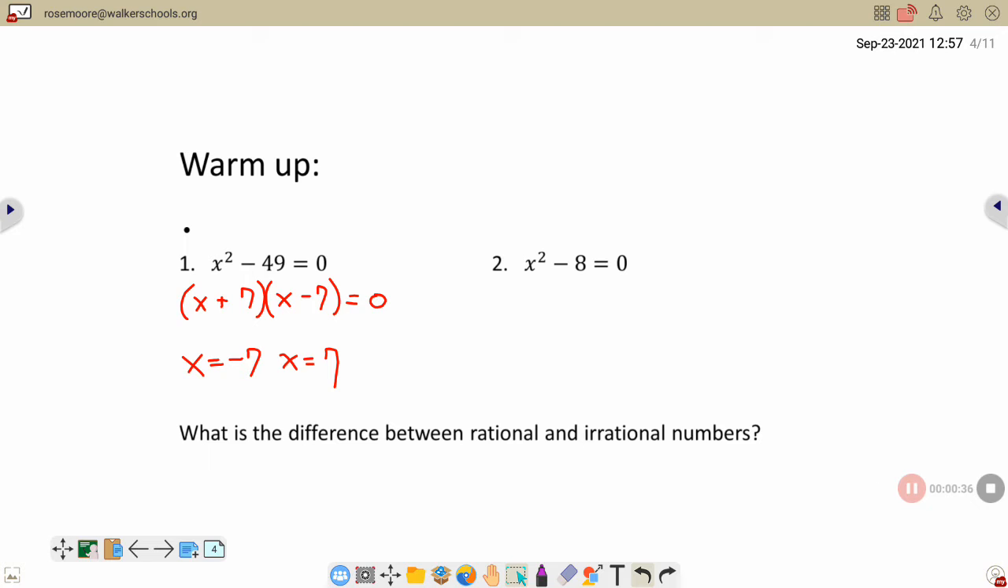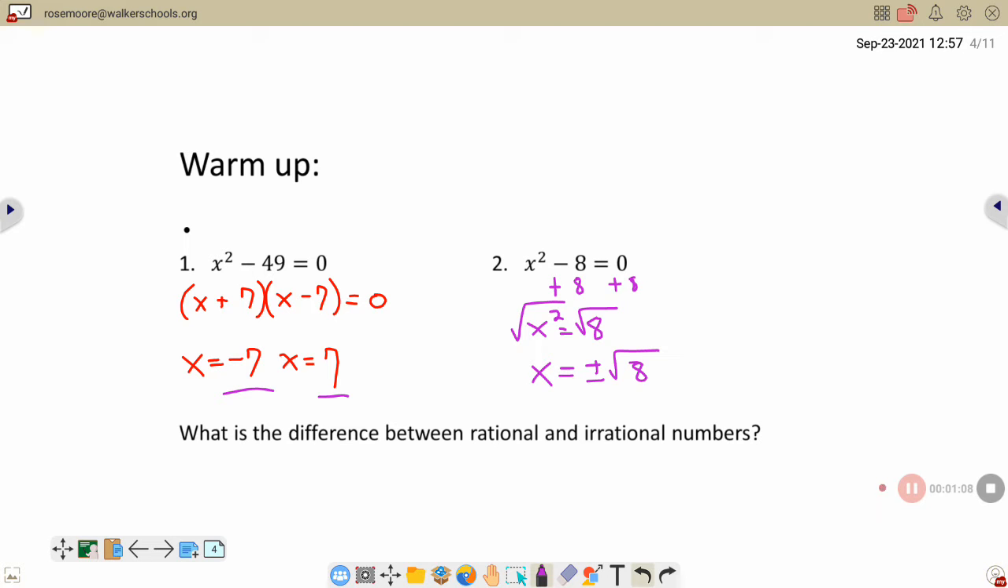Okay. On number 2, however, you notice that we can't do that because 8 is not a perfect square. I cannot think of a number that will multiply to 8 and add up to 0. So what we'd have to do for this one would be add 8 to both sides and get x squared equals 8. We'd have to square root both sides, and x would end up being plus or minus the square root of 8 because, again, we need two answers, one positive, one negative.